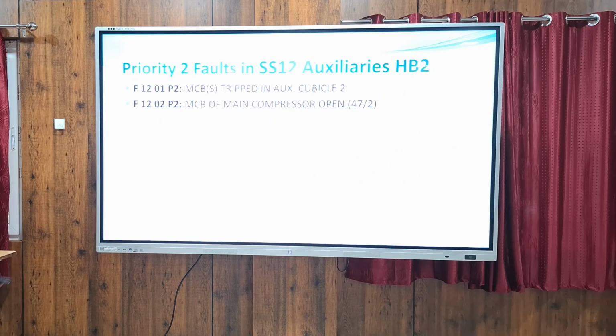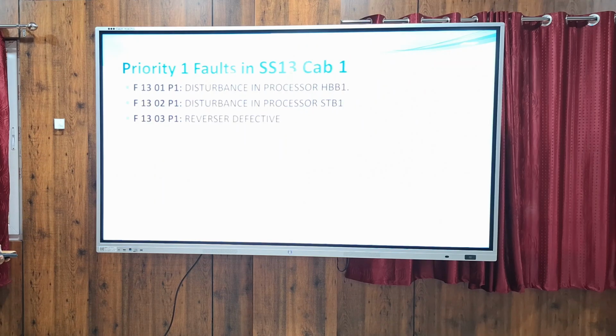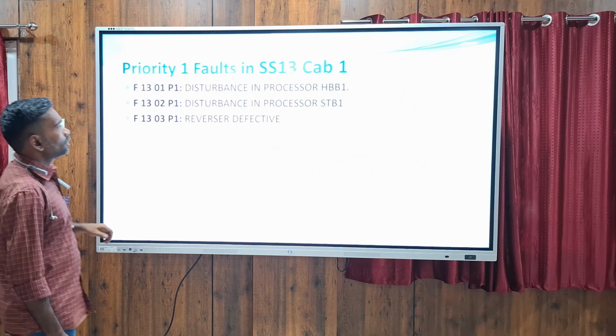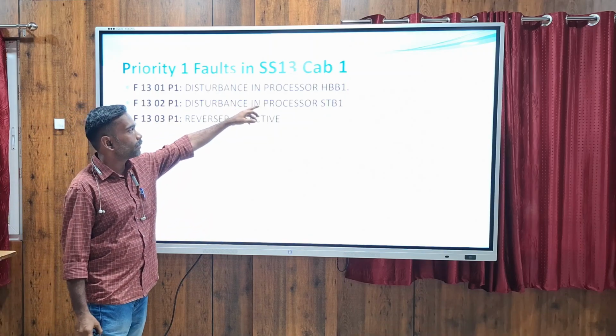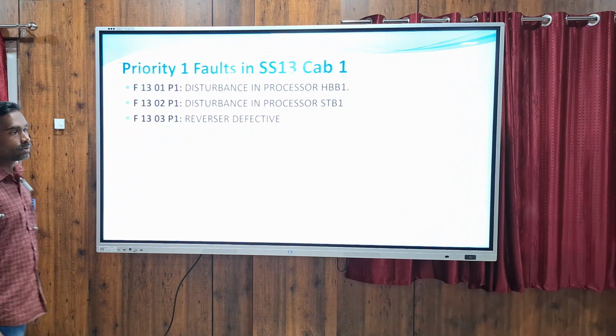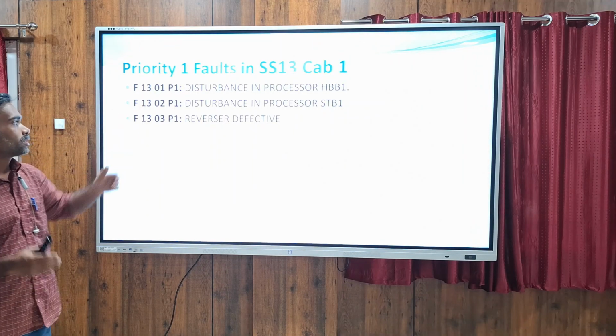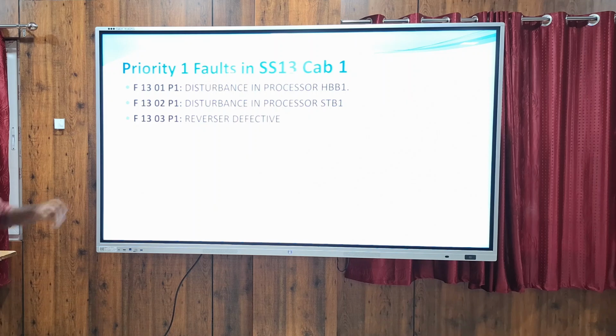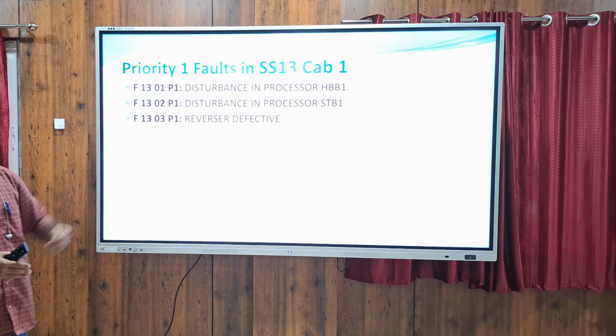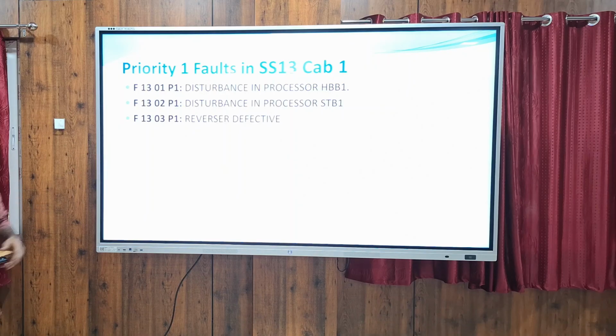This is similar to HP1 also. Then cab. The cab operations are monitored by HBB and HTB processors. So if there is any lifetime problem or some power supply issue, that processor is unable to communicate to the other, meaning there is a disturbance in HBB1 or HTB1. Similarly, if forward and reverse are defective, meaning both forward and reverse input are coming at a time from a particular cab, then this fault will come.